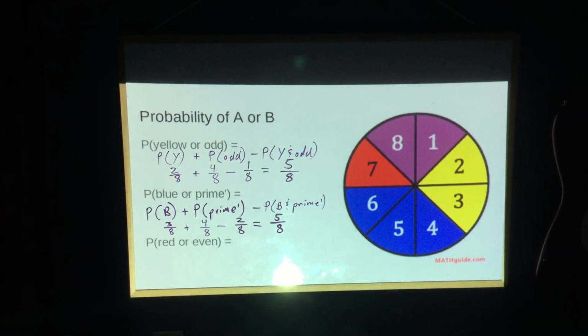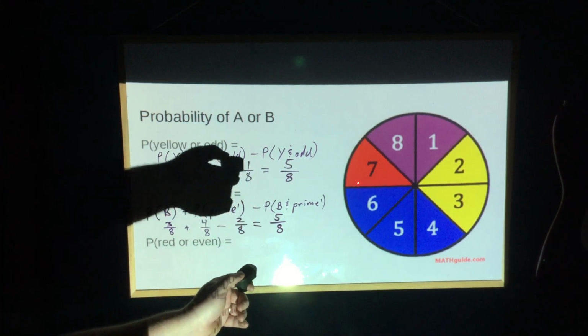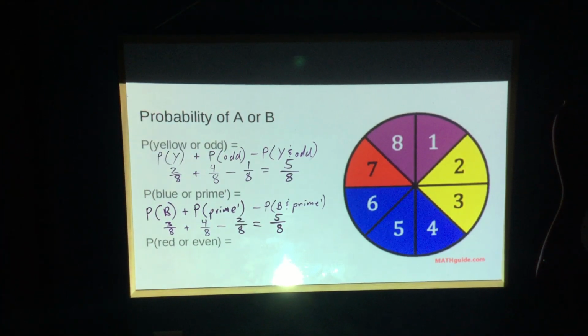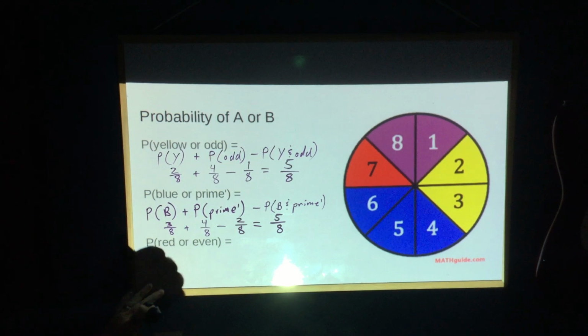All right, now we want the probability of red or even. Well, the only red wedge up there has a 7. So those cannot happen at the same time. Therefore, they are called mutually exclusive, which means we just take the probability of the 2 and add them together.